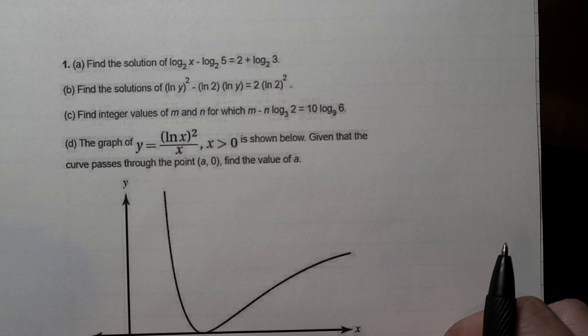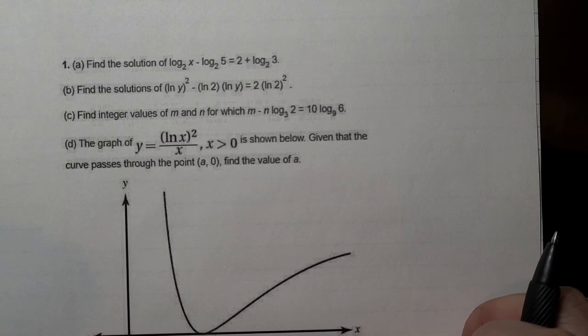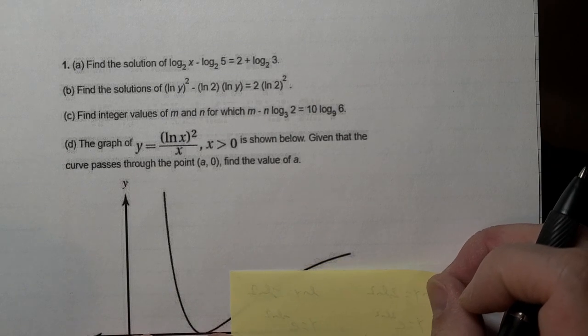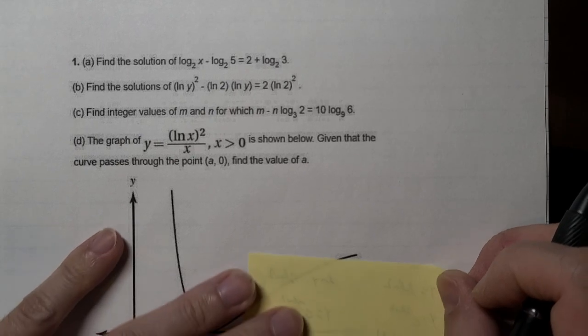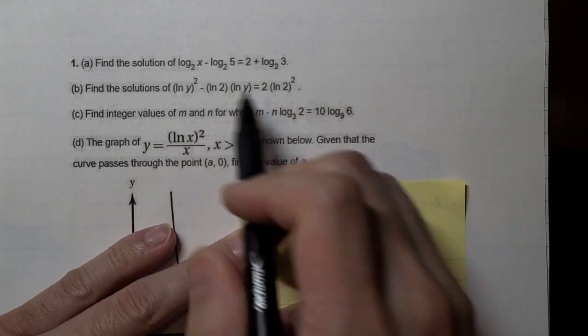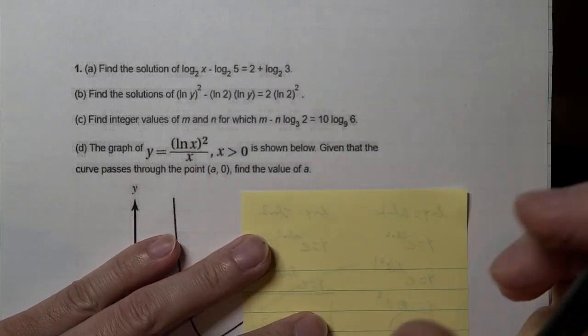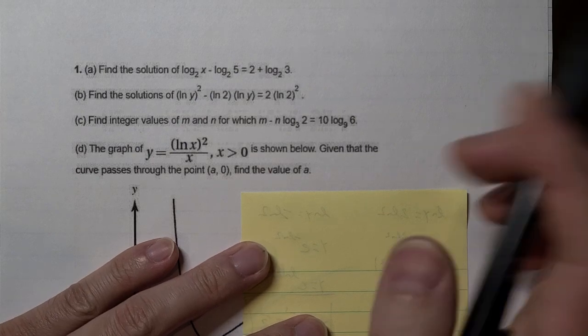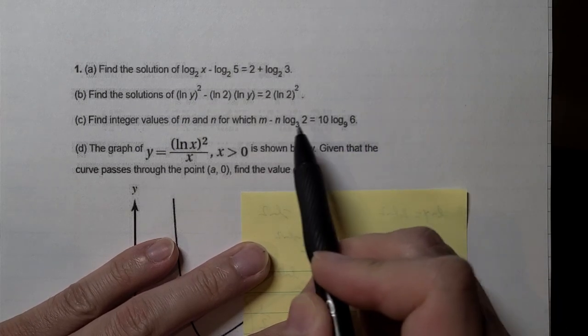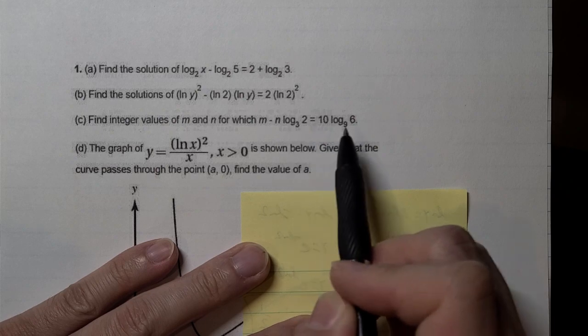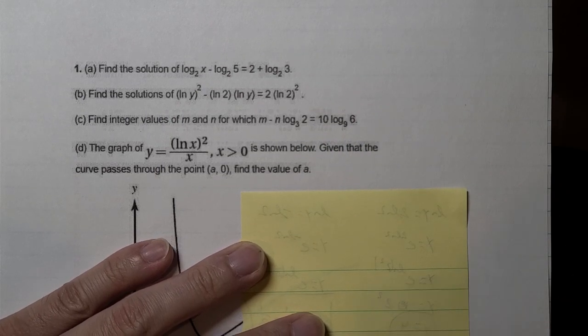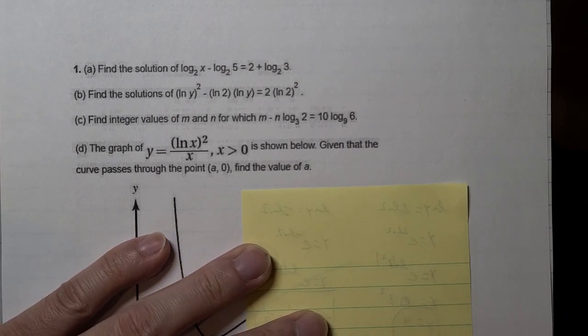Part C, find integer values of m and n for which m minus n log base 3 of 2 is 10 log base 9 of 6. Okay, so I probably want, similar to up here, to make everything one log. And here there's 2 logs of 2 different bases, so I probably want to choose one. So let's pick log base 3, for example.